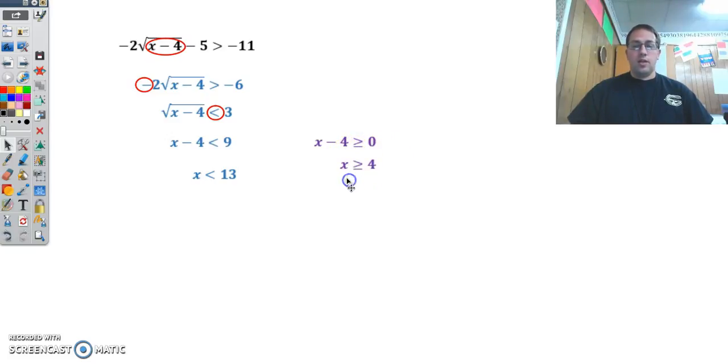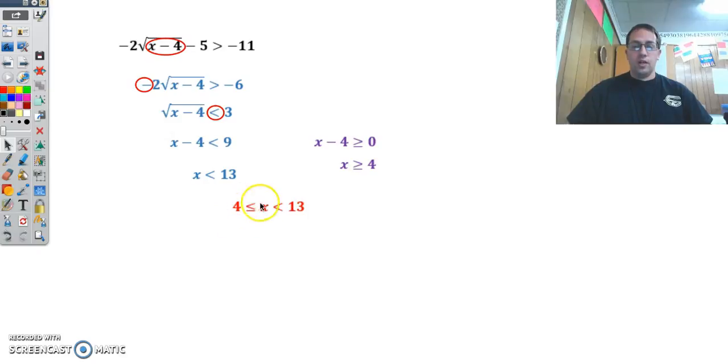That gives us x greater than or equal to 4, right? Add your 4 to both sides. So there's that. That takes care of this being a functional thing, something that works. And now we're going to take these and put them together. So here we have x has to be less than 13, x has to be greater than or equal to 4. So we put that together, and 4 is less than or equal to x less than 13.